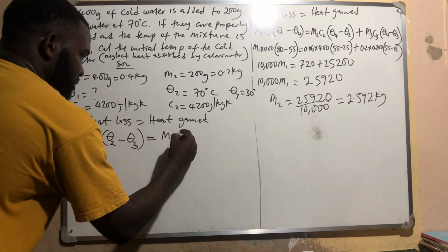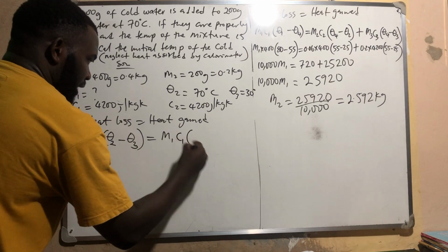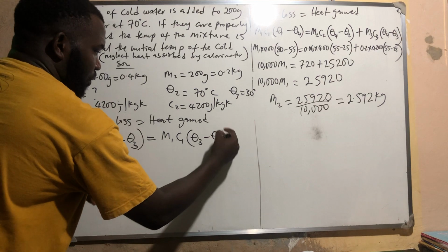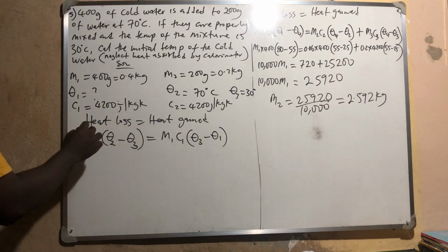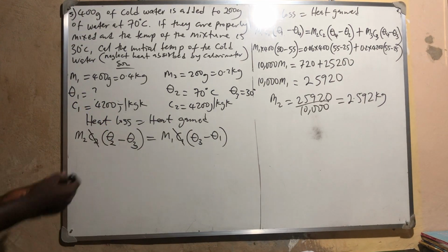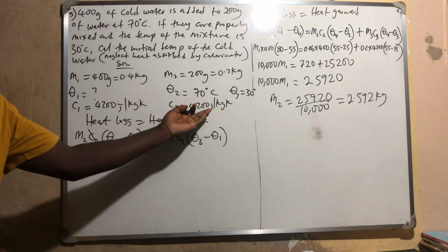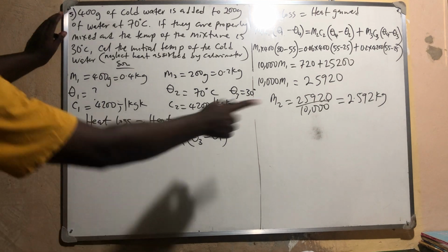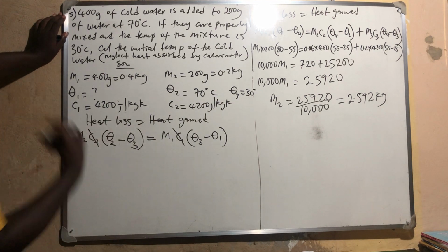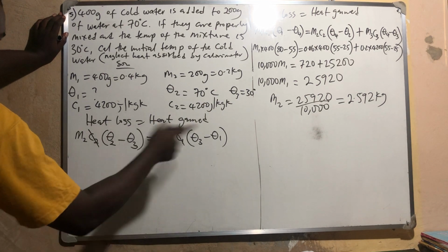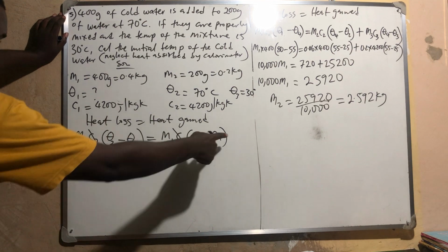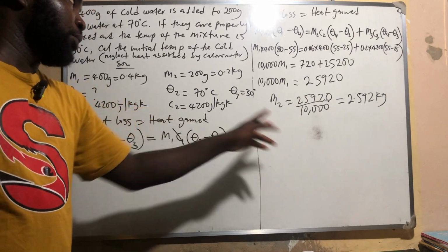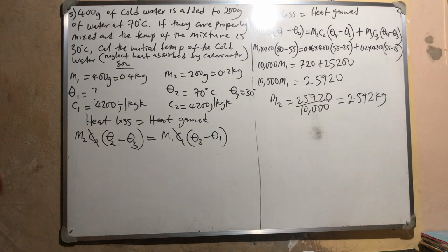Is equal to, then for the gain should be what? M1C1 in bracket of theta 3, the final, minus theta 1. Very simple. But C will cancel C. Why? Because they are the same thing, the specific heat capacity of water. Even if you put it, you get the same answer, but to make your work simple, just cancel it out. I'm supposed to put that the calorimeter gained energy, but they say we should neglect it. That's why I'm not interested in that.